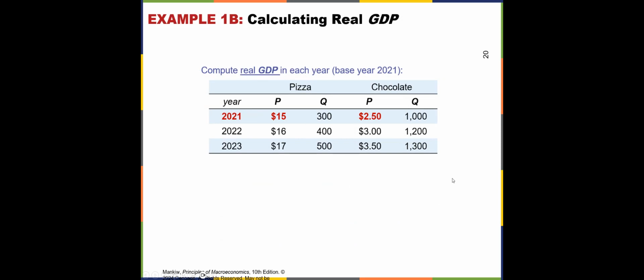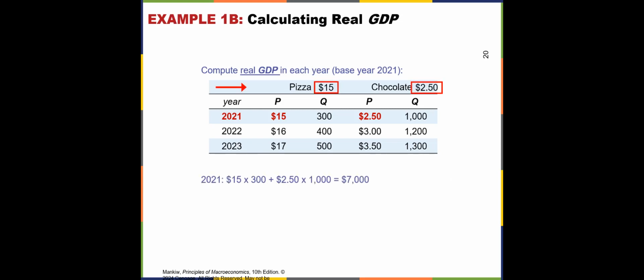Now let's see how we calculate real GDP. And for real GDP, we have a base year. That means we need to keep the prices constant, and the year that we use the prices to calculate real GDP over time is called base year. And in this example, base year is 2021. So that means prices do not change. Always the pizza price is going to be $15, whether you're in 2022 or you're in 2023. And the same is true for chocolate.